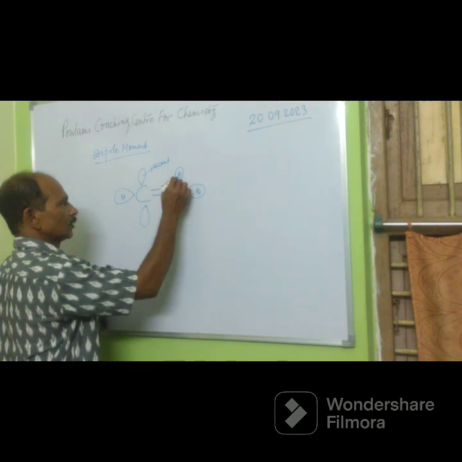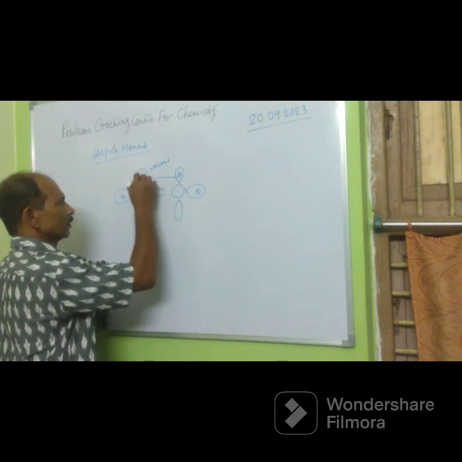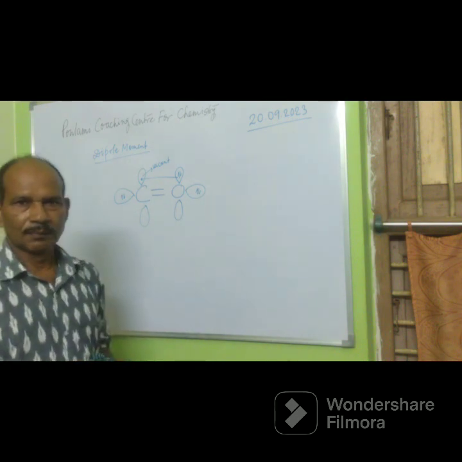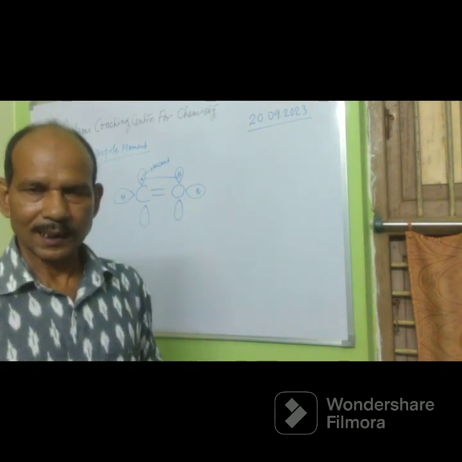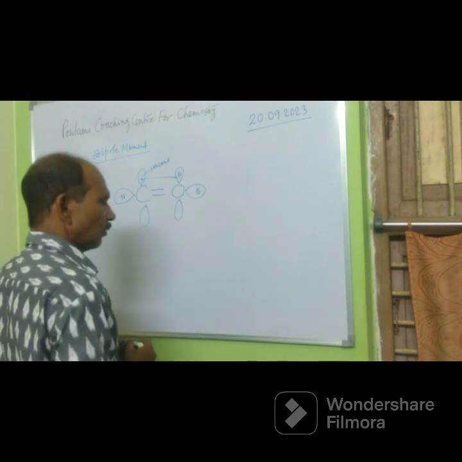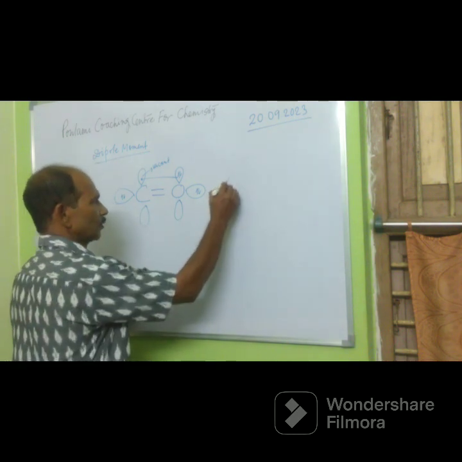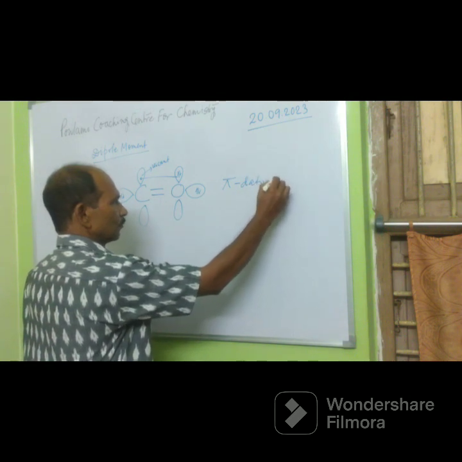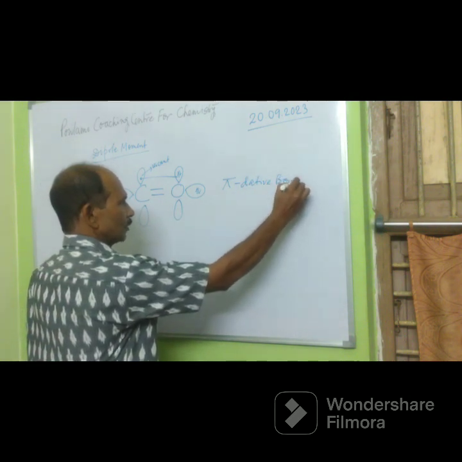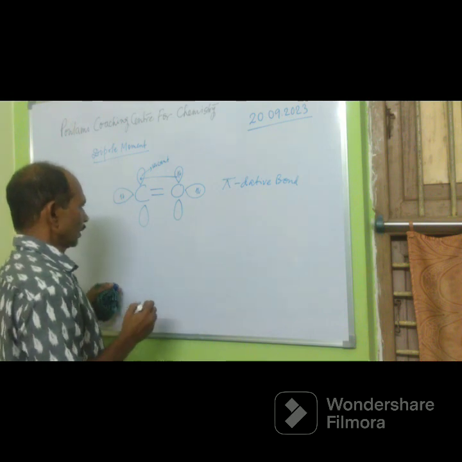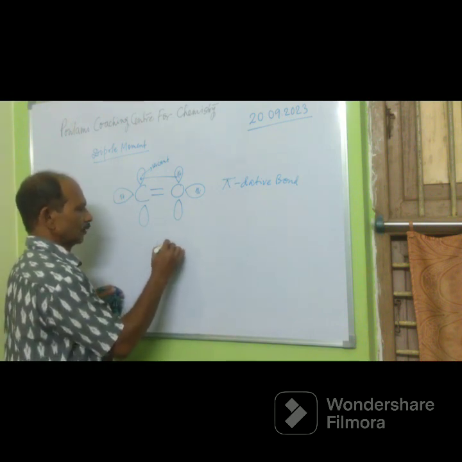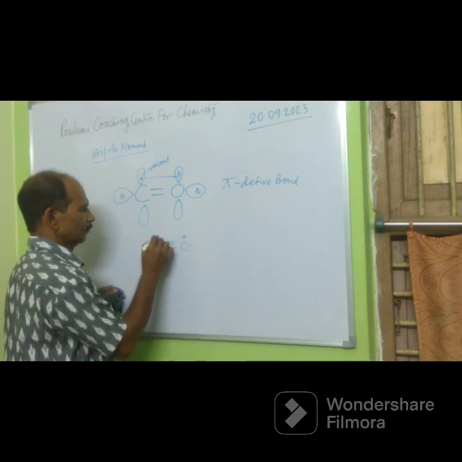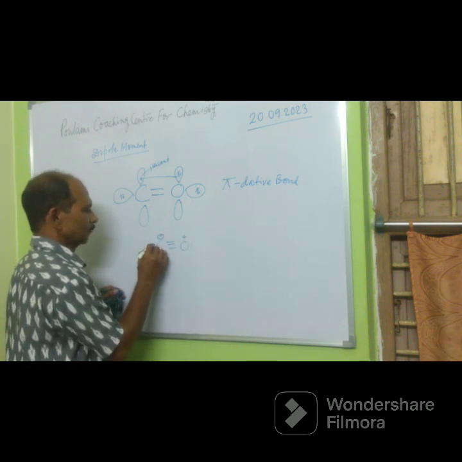Okay. Here, this lone electron pair donates to the vacant orbital of the carbon atom, thereby forming a pi dative bond. Which bond? Pi dative bond. You know, henceforth, we get the structure like this, plus, minus, and the lone pair.